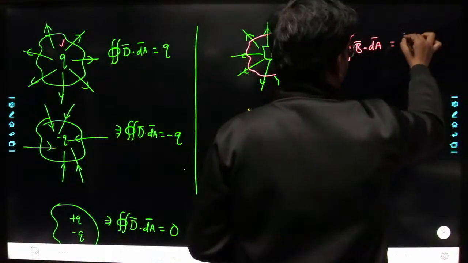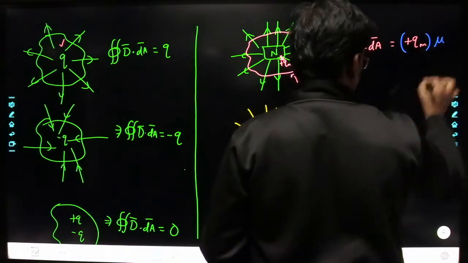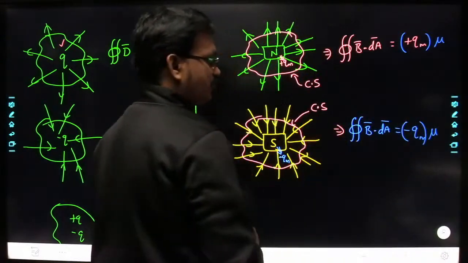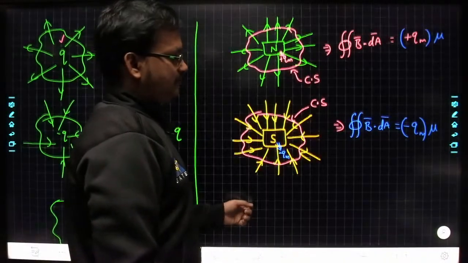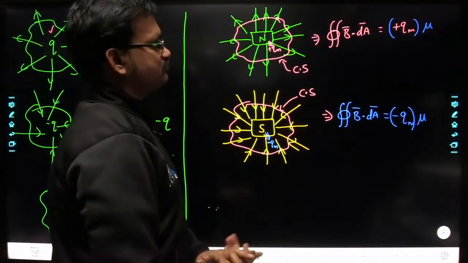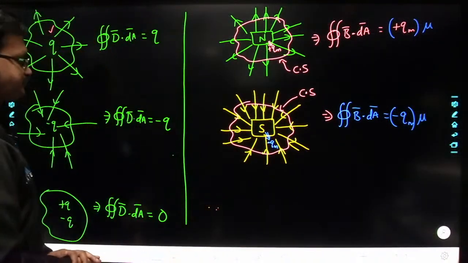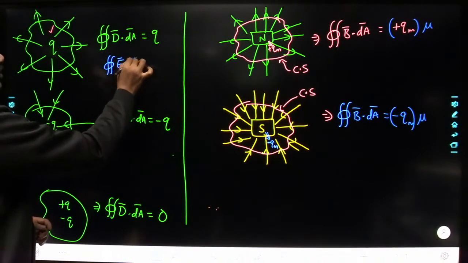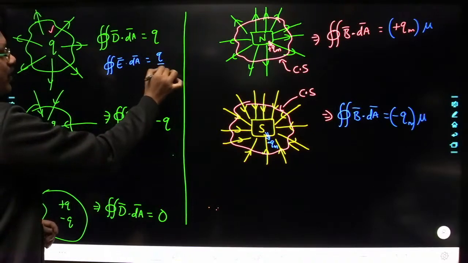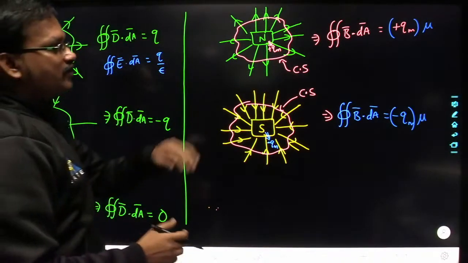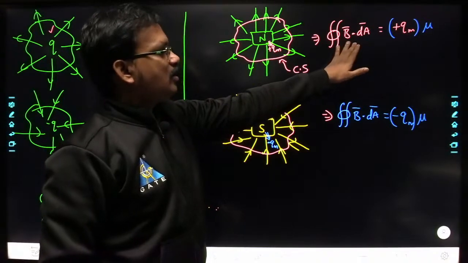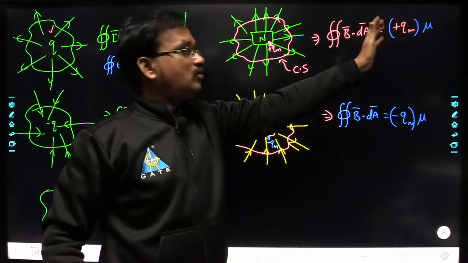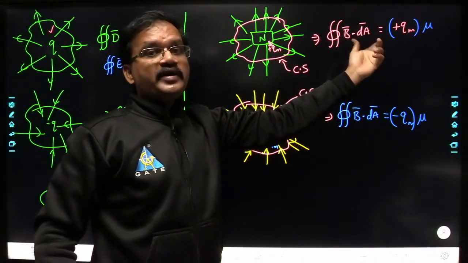And here you will get a medium parameter also, that is mu. So mu times of what? Mu times of plus QM or mu times of minus QM. See, if I represent in terms of electric field, that is a closed surface integral E bar dot dA bar, then you can write it as what? Q by epsilon. Whenever you are representing in terms of a B field, it is going to depend upon medium parameter mu. This magnetic flux is going to depend upon medium parameter mu.